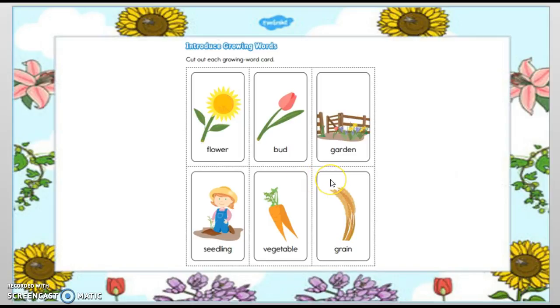And our last word for this lesson is grain. And grain is the seed of plants such as wheat, rice, or corn. So these are our vocabulary words for this lesson. I would like for you to take your scissors and cut these pictures out. You will cut along the dotted lines, and then you will have 6 different cards. So please pause this recording and cut out the pictures on page 61 in your activity book.